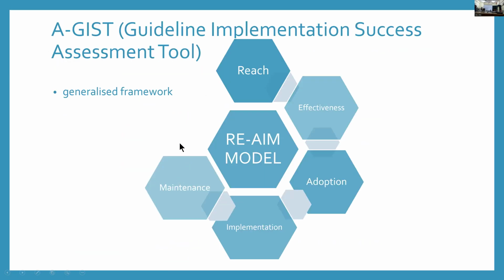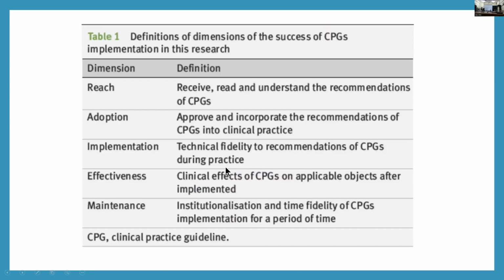So what is it? It stands for Guideline Implementation Success Assessment Tool. It is a generalized framework on how to report and how to audit. It is based on the RE-AIM model, an acronym for Reach, Effectiveness, Adoption, Implementation, and Maintenance. So these are the 5 dimensions they are looking at, and they've given a definition for each of the dimensions. For example, reach means to receive, read, and understand the recommendations of the clinical practice guideline.